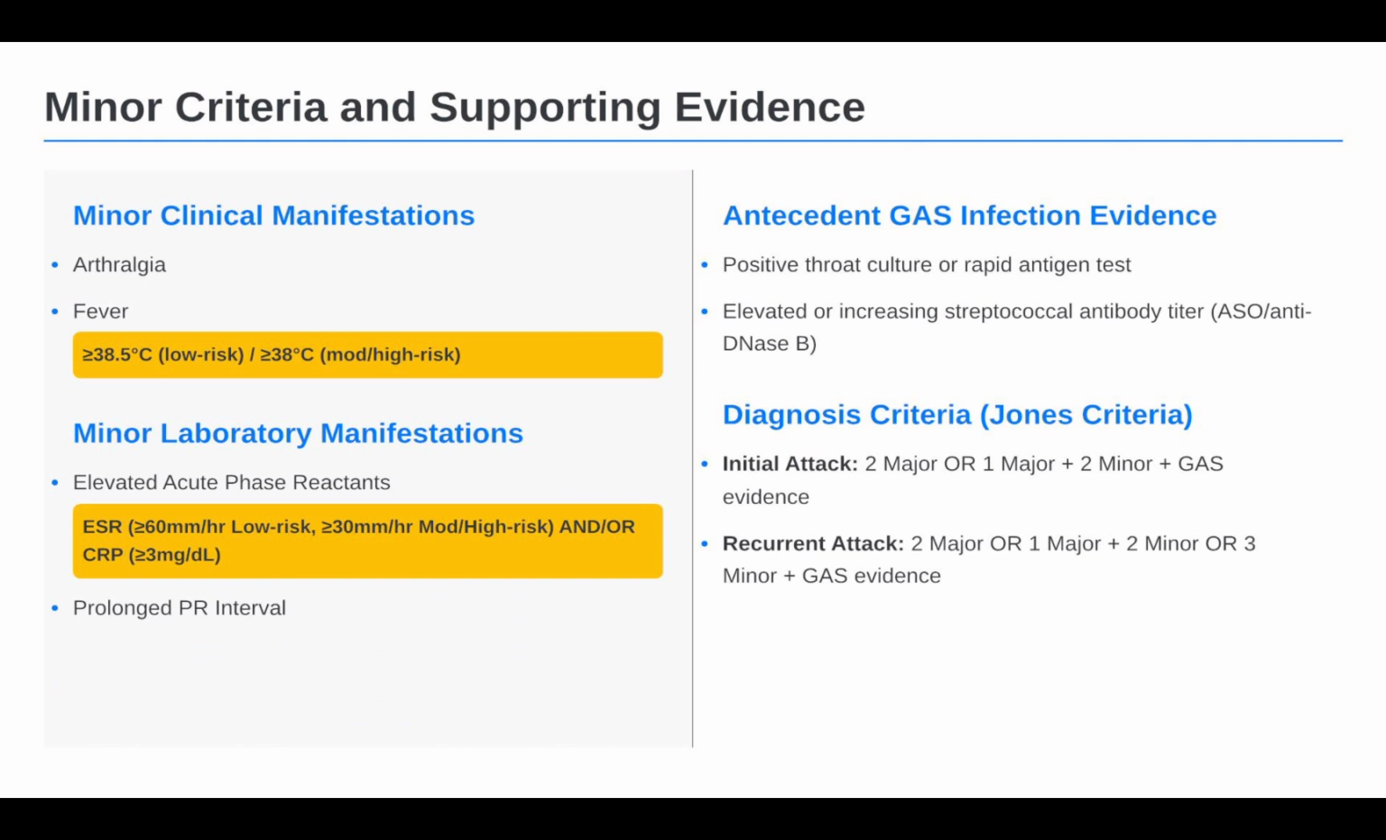Differentiating between an initial and a recurrent attack. For an initial attack of acute rheumatic fever, we need two major manifestations or one major plus two minor manifestations, plus supporting evidence of antecedent group A Streptococcus infection. For a recurrent attack, the rules are slightly broader. Two major manifestations, or one major plus two minor manifestations, or three minor manifestations, plus supporting evidence of antecedent group A infection. This structured approach helps us navigate a diagnosis where no single test provides the answer.